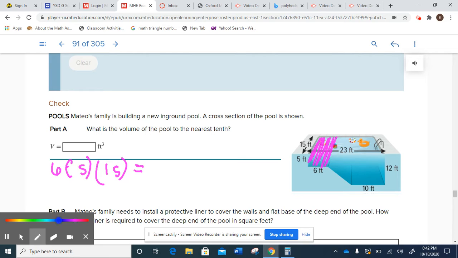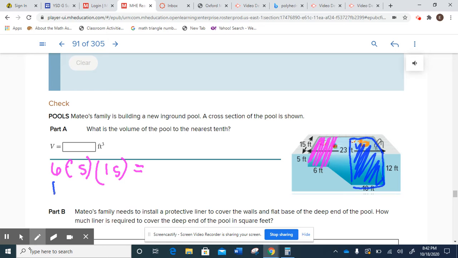So I'm going to go ahead and do another part. I'm going to do the deep end now. So I'm going to do this little section. Same thing, length times width times height. So I got 10 times 15. This is 15 back here. Same thing going across. This was 10. So 10 times 15 times 12 will be the blue section.